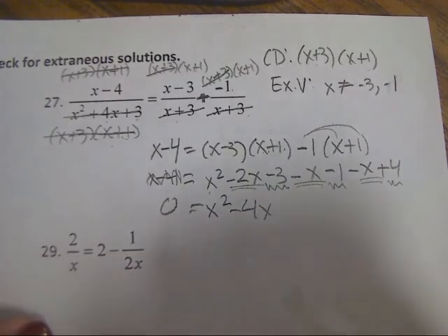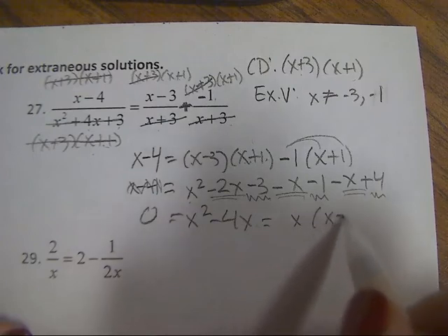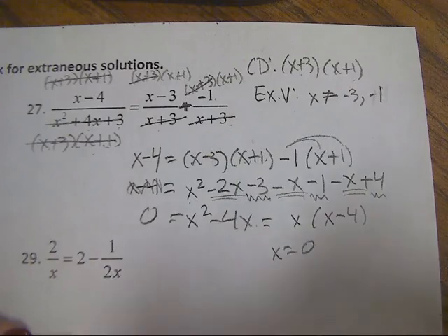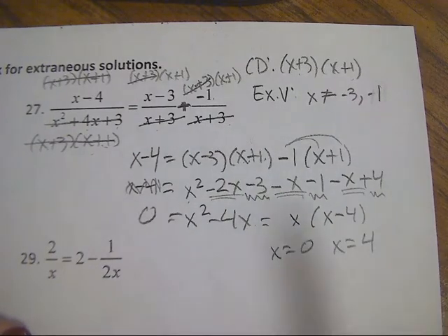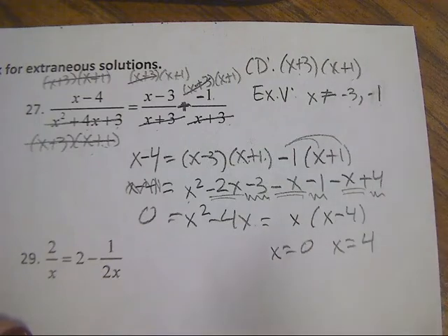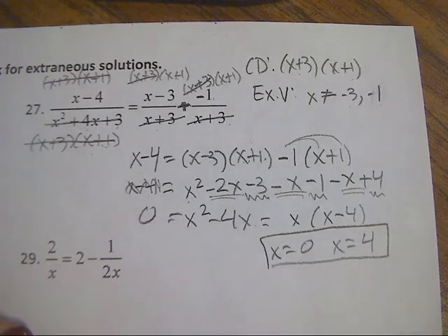Right, I can factor an x out. So that gives me x times x minus 4. So here I have x equals 0 and x equals positive 4. Both of those are good because neither one of them are negative 3 or negative 1. So those are your answers for number 27.